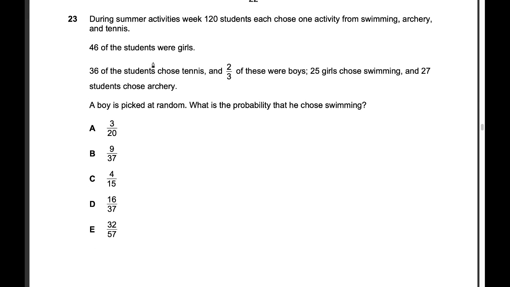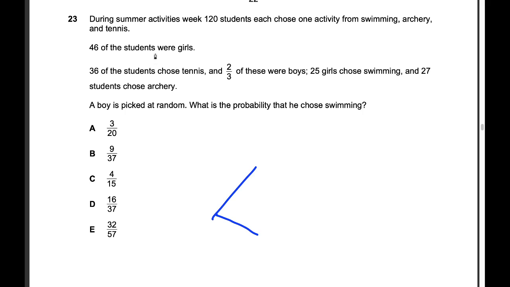During summer activities week, 120 students each chose one activity from swimming, archery, and tennis. 46 of the students were girls, 36 of the students chose tennis, 2/3 of these were boys, 25 girls chose swimming, 27 students chose archery. Okay, so these questions tend to overload you with information, but the easiest thing, I think, is to draw it's kind of like a probability tree, but I'm not going to write probabilities here. I'm just going to write the number of people in each group.